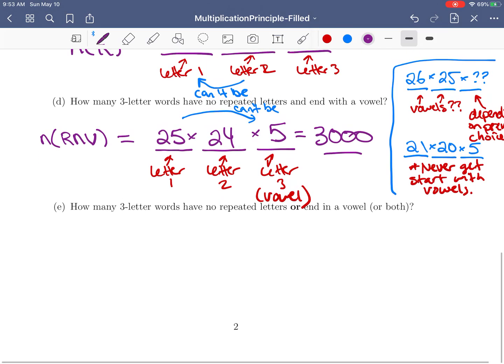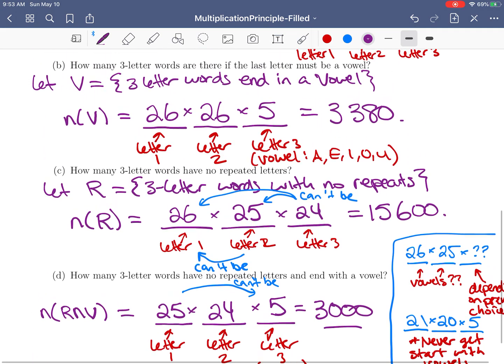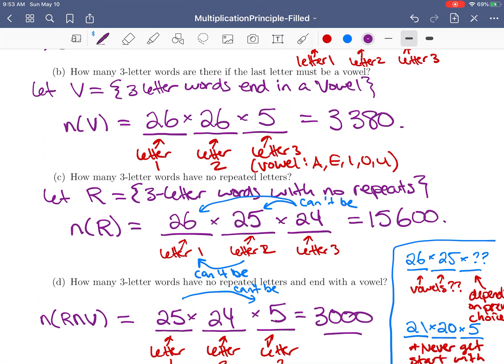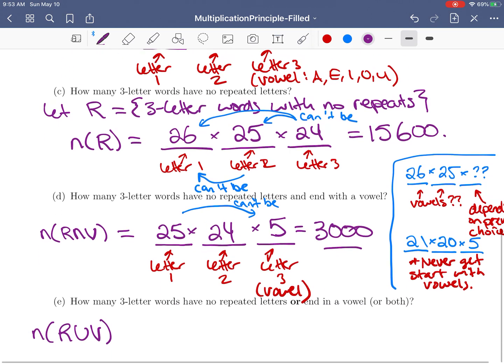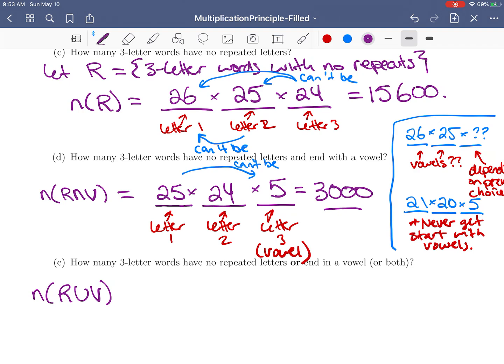Okay, one more example. This one's a bit different. How many 3-letter words have no repeated letters, so they're in R, or they end in a vowel, so they're in V, or both? Okay, this is the union. So what we're looking for is the number of words in R union V. Now notice up above, we've computed the number of things in V. We've also computed the number of things in R, and we've computed the number of things in R intersect V.